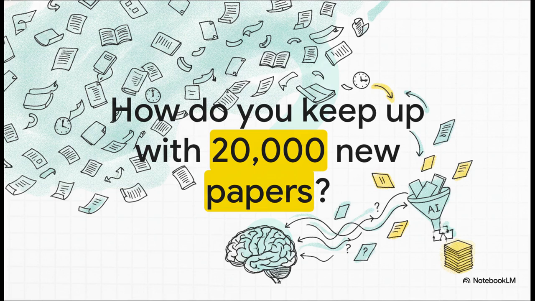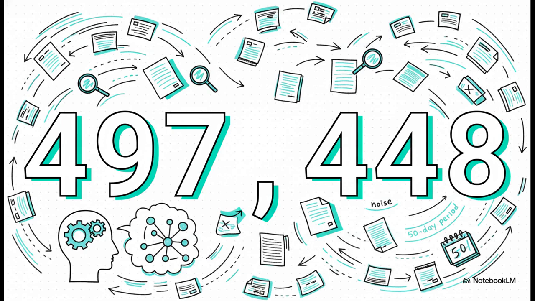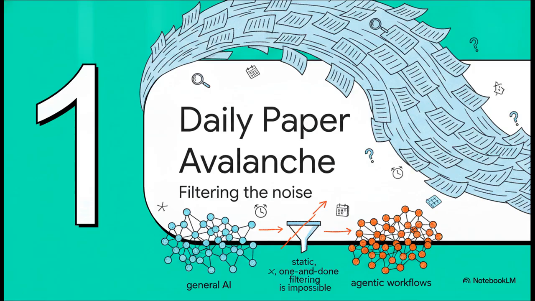To really put this sheer scale into perspective, let's look at a number straight from the benchmark data in our source material: 497,448. That is the number of episode paper records that a simulated researcher has to somehow filter through over just a 50-day period. Nearly 500,000 potential papers. So navigating this whole shebang isn't just about finding what's relevant, it's honestly about ruthlessly filtering out the noise on a daily ongoing basis. Section 1, the daily paper avalanche, filtering the noise.